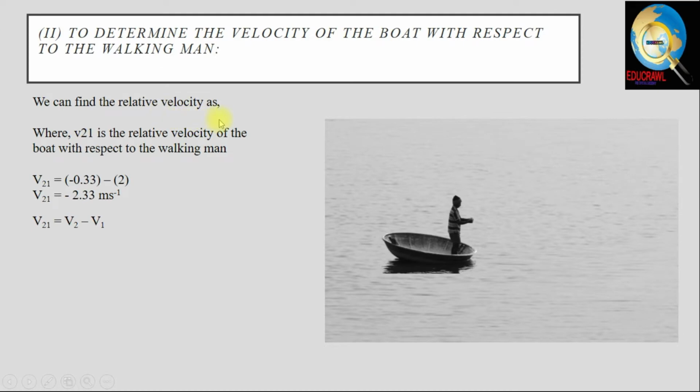Here, the relative velocity is given by v21, which is given by v2 minus v1. v2 we just found as minus 0.33, v1 is 2. So, minus 0.33 minus 2 will give you the answer of v21, which is equal to minus 2.33 meter per second.